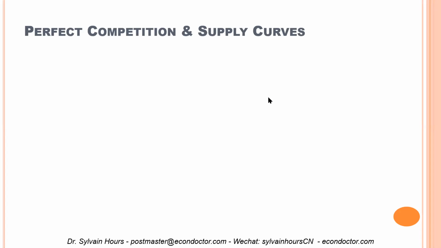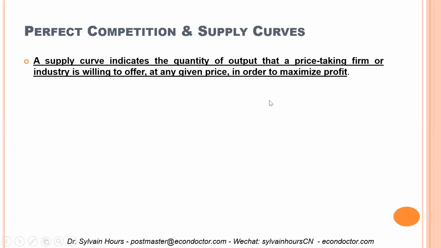Okay, let's define it. So a supply curve indicates the quantity of output that a price-taking firm or industry, because we can have an individual supply curve or a market supply curve, is willing to offer to supply at any given price in order to maximize profit. That's the typical assumption that we make. Firms make decisions to maximize profit.